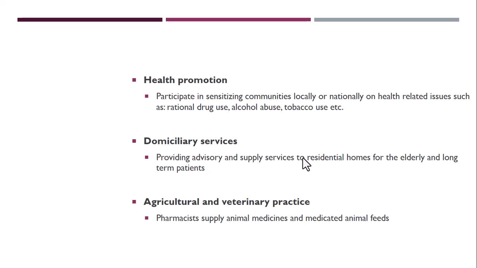So what about the domiciliary services, like providing advisory or advice and supply services to residential homes for the elderly and long-term patients? That should also be done. And then agricultural and veterinary practices: our pharmacists should supply animal medicines and medicated animal feeds.